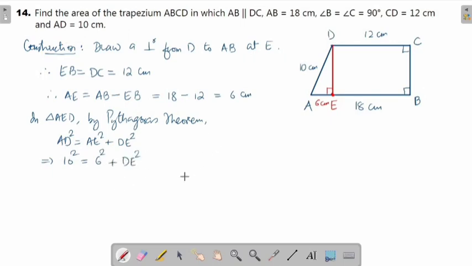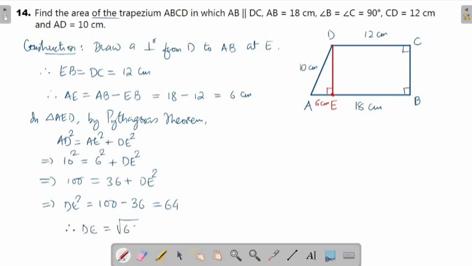So why am I finding DE? Because DE is the height, and for finding area you need height also, right? So that's what I am trying to find here. So this becomes 100 equals 36 plus DE square. So DE square will be 100 minus 36, which is 64. Therefore the value of DE turns out to be root over 64, which is 8 centimeter.